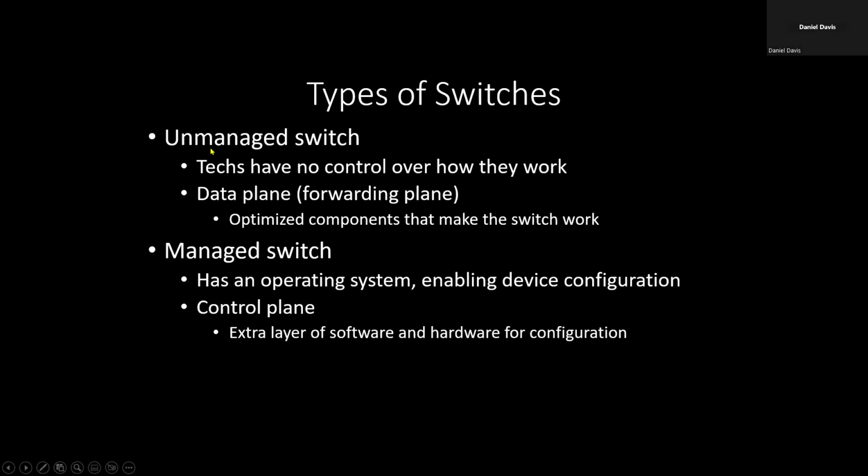For unmanaged switches, techs have little to no control over how they work. They use something called a data plane or forwarding plane, and essentially it is just optimized hardware components that make the switch work. Conversely, managed switches have operating systems and they enable device configuration. They have a control plane with an extra layer of software and hardware configuration.